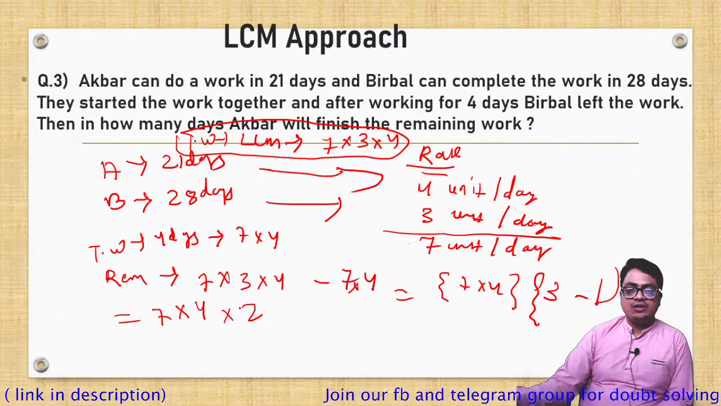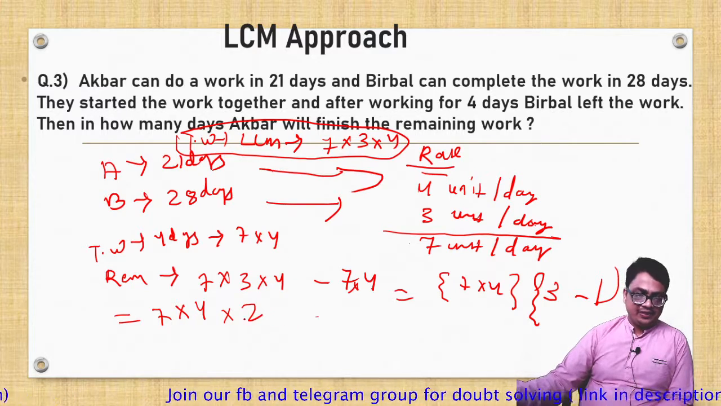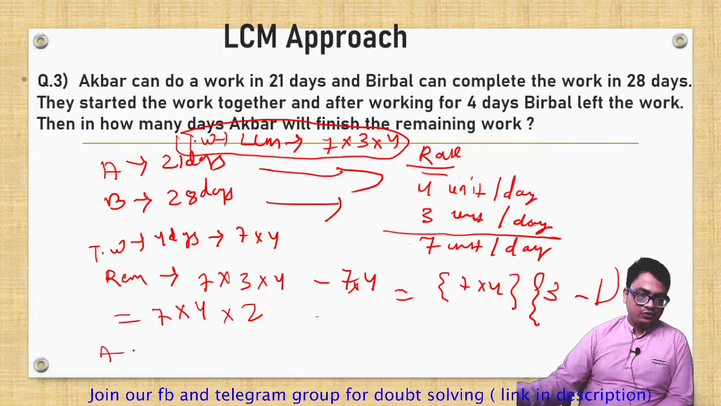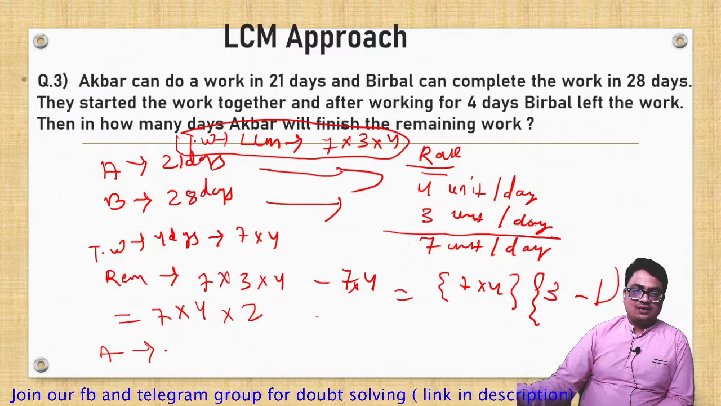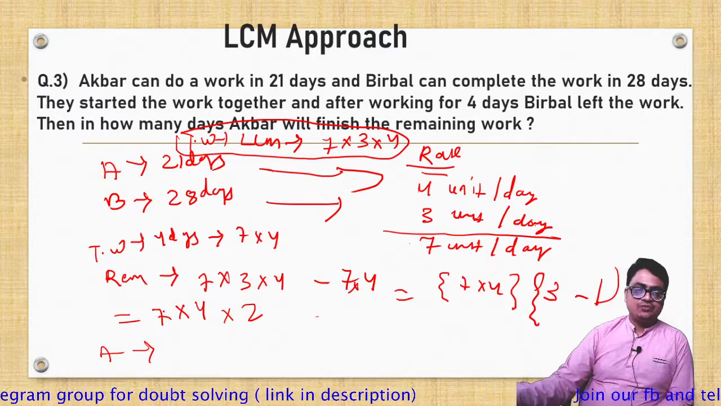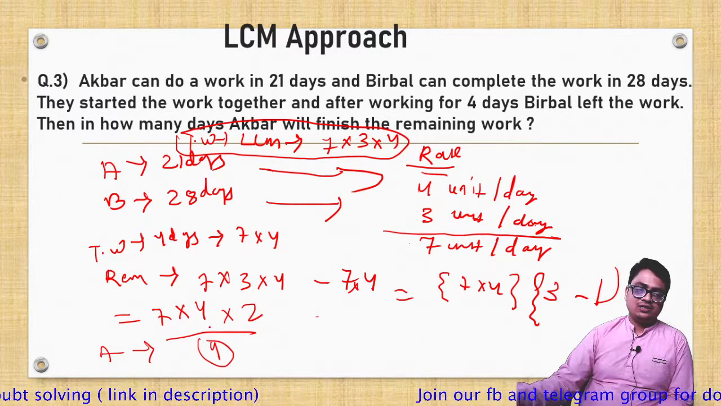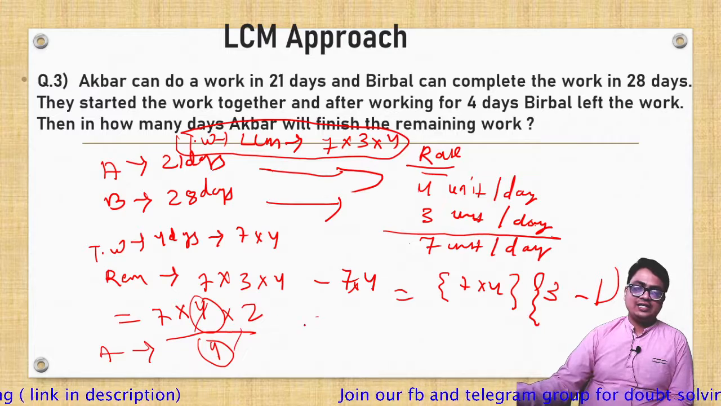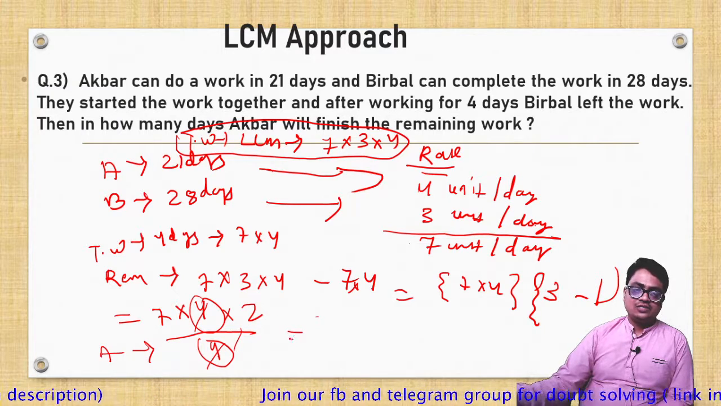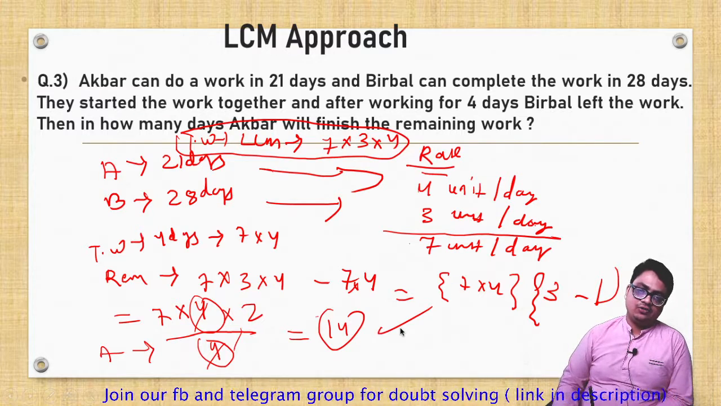That will be done by whom? That will be done by Akbar. Akbar will be doing the remaining work in how many days? The rate of work of Akbar is 4 units per day. You have to just divide by 4. The answer will be 4 cancelled, the answer will be 14. So in 14 days the work will be completed.